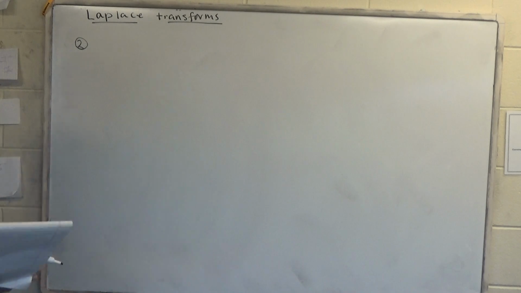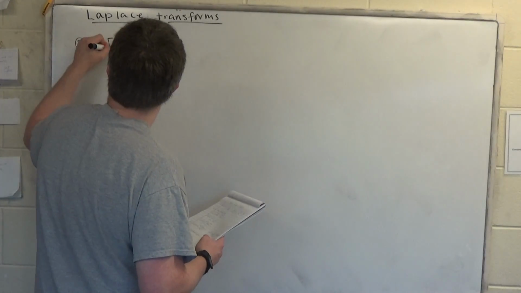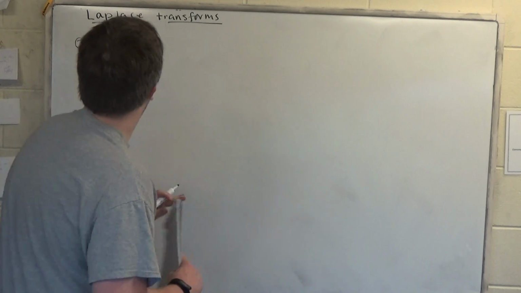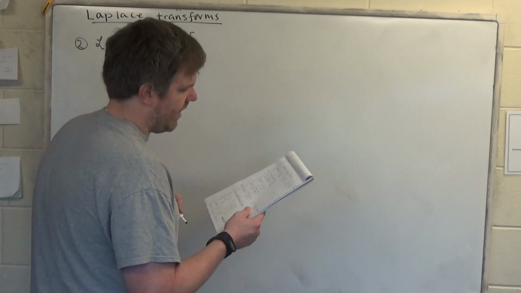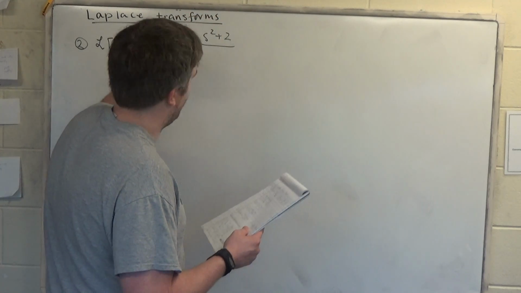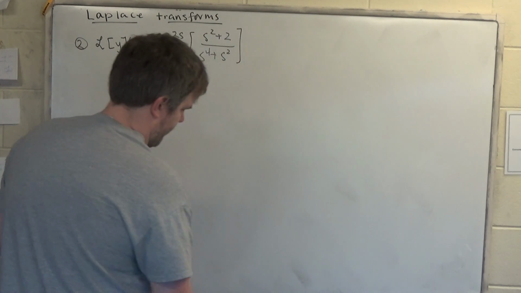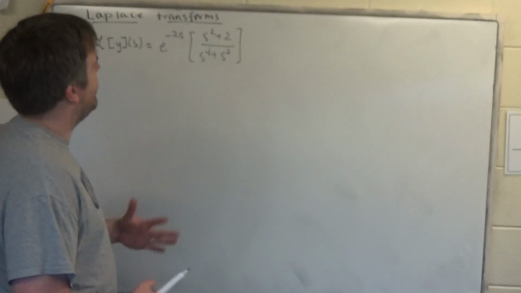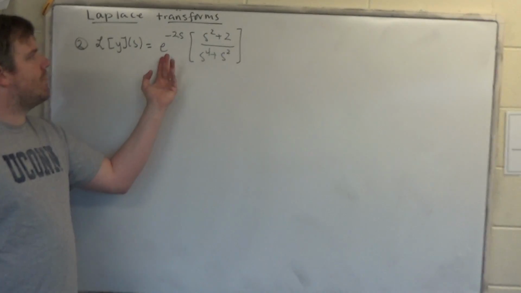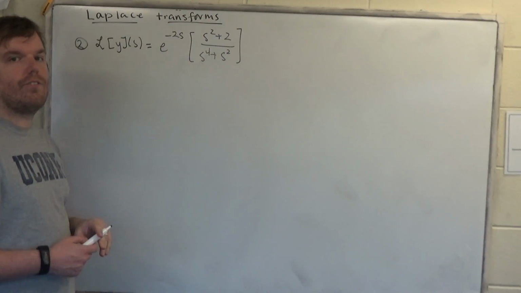The next example I'm going to do is number 2. And it might look like I'm just going in order, and to some extent I am. But we're going to see a slightly different phenomenon here. Suppose that we have that the Laplace transform of y is e^(-2s) times the quantity (s² + 2)/(s⁴ + s²). Well, ideally we'd like to use partial fractions again, but we can't use partial fractions with the exponential. So we have to take what's in the box and just do partial fractions on that.